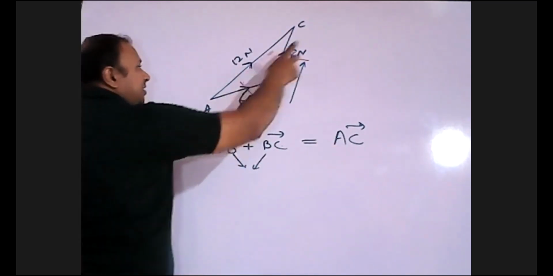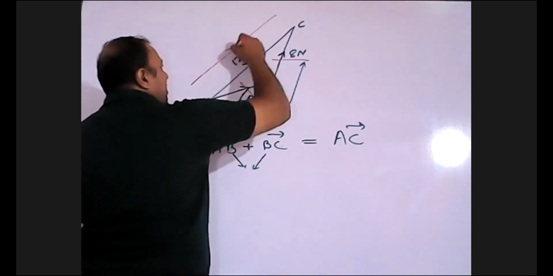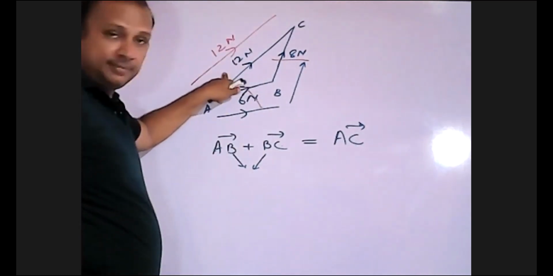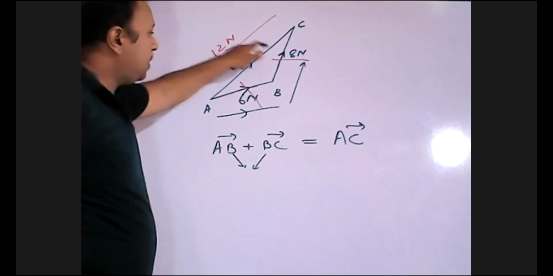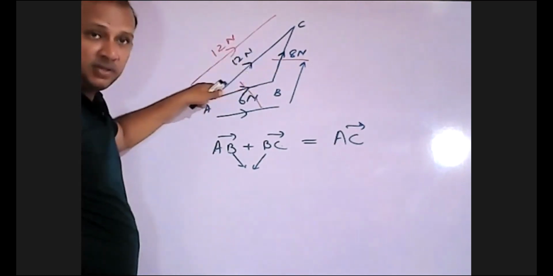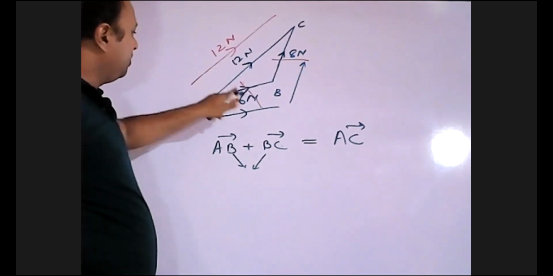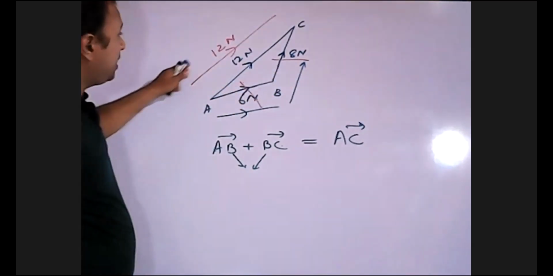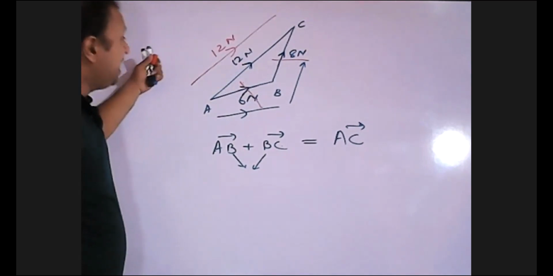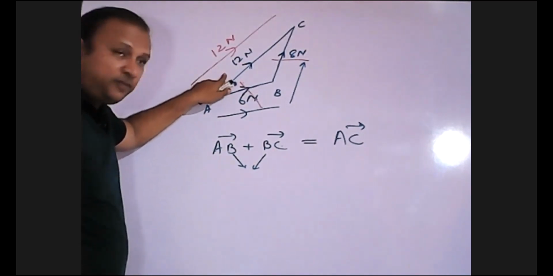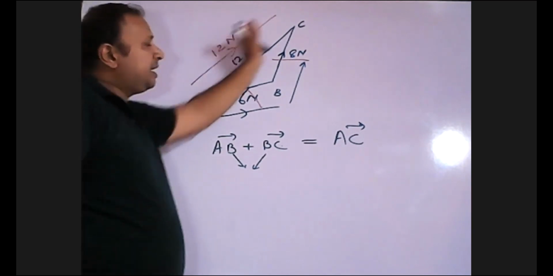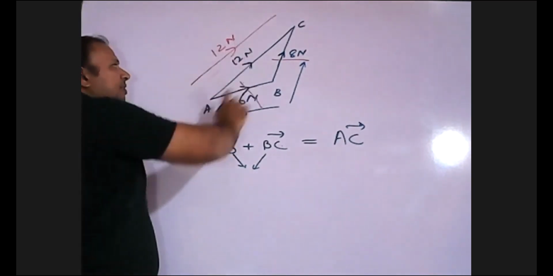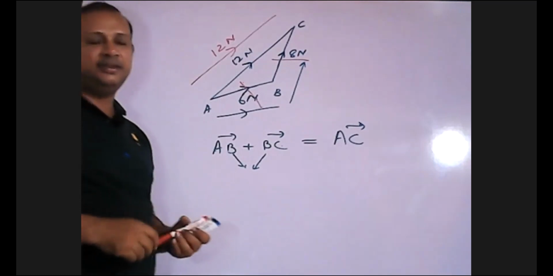So the resultant of these two is equal to AC vector. The AC vector is 12 Newton. It is given. But this 12 Newton force is another force, a third force. Therefore, if I consider the resultant of 8 Newton and 6 Newton, it is 12 in the AC direction, and there's another force, also 12, in the same direction. Therefore, the resultant of these two is equal to 24 in the AC direction.